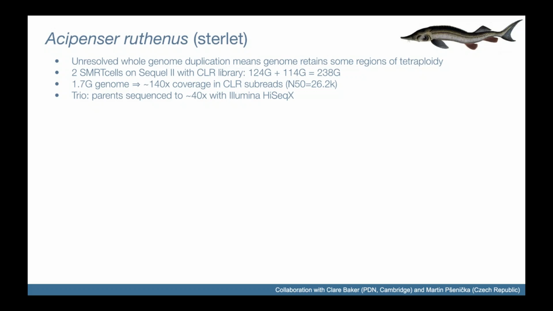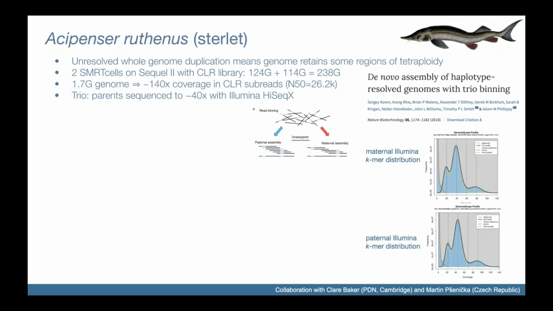As I said, we have a trio here, and we've sequenced the parents to about 40x on an Illumina HiSeq X, which means we can apply this nice method from Adam Phillippy's group, which is to use the k-mers in the parental Illumina data to bin the PacBio reads into those which came from the paternal haplotype and those which came from the maternal haplotype.